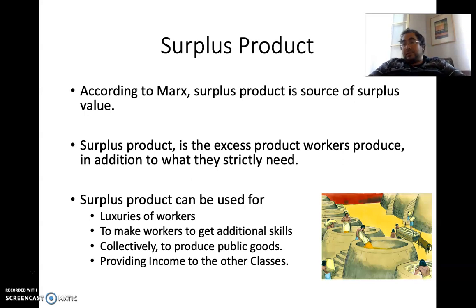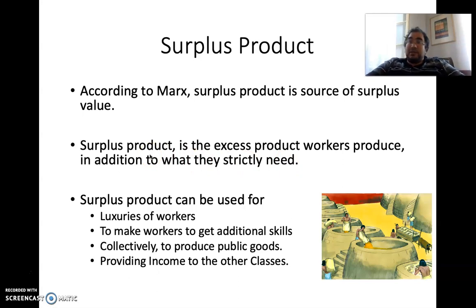Plus, of course, the guy will in the end die. So the product should also be enough for the worker to get a healthy worker to replace himself when he dies. For a family, that means 2 children. You need to replace both father and mother. 2 children that reach adulthood, of course. So the product that will just satisfy this is called necessary product.